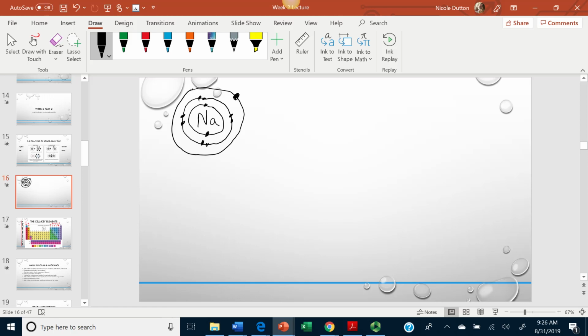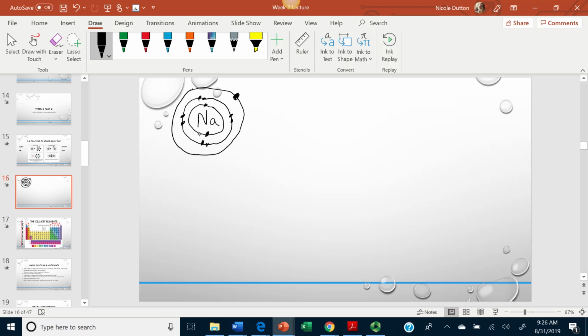In order for atoms to be happy, they want to have a full outer shell. So sodium's not happy having this one floating around out here. This is able to form bonds with other atoms. So it's the electrons that are in the outermost shell that are able to form bonds.